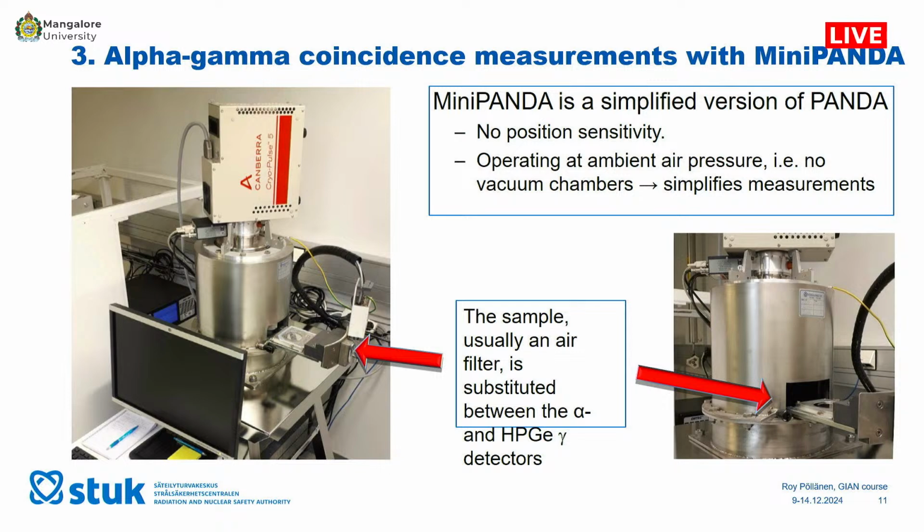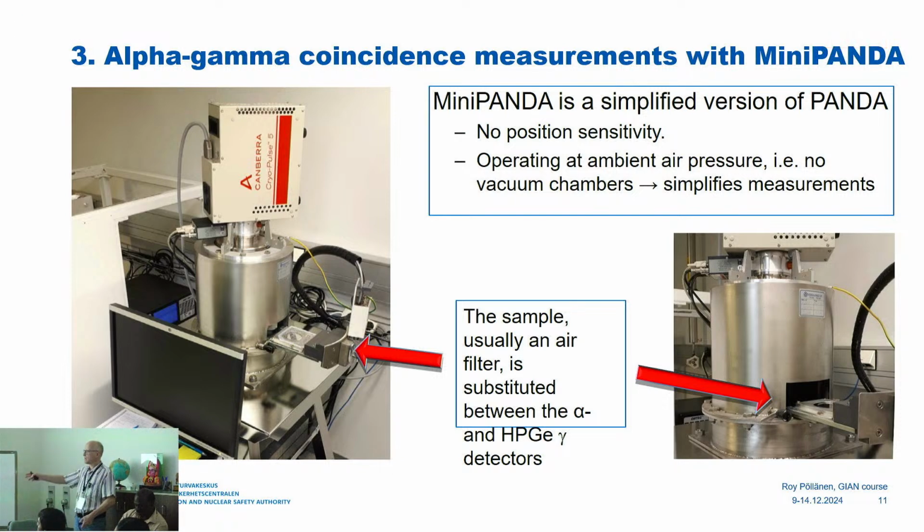We can use this system for air filter measurements. In this case, there is no position sensitivity, and it operates at ambient air pressure. So these are like normal alpha or gamma spectrometers, but now we put them together and use this list mode technique.